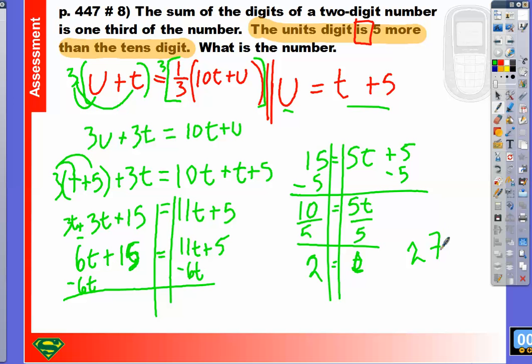Yes, Grace? Owen said my work was wrong because I left the fraction. And then I said his work was wrong because he just wrote the equation.